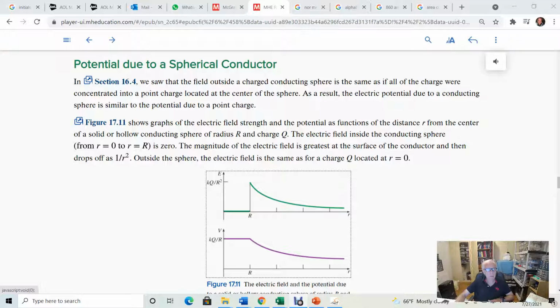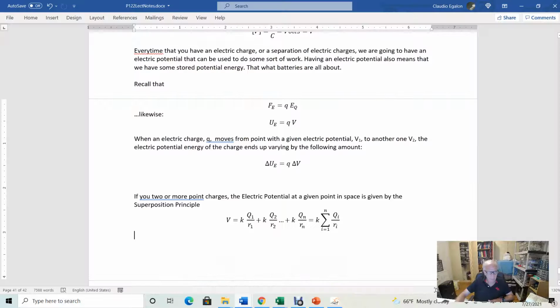We did something like that for the electric field. We remember that we used Gauss's law, and we calculated the electric field due to a spherical conductor. So that's what the notes are going to be about. Here we go: electric potential due to a spherical conductor.